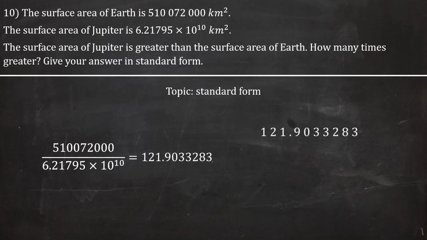So I'm going to rewrite them here with the digits a bit spread apart, so it's easier to visualize what I'm doing. So in order for it to be in standard form, I need to make this number into a number between 1 and 10. So I'm going to move the decimal place once, twice. So I'm going to get 1.21 blah blah blah blah times 10 to the power of 2, because I moved the decimal point twice.